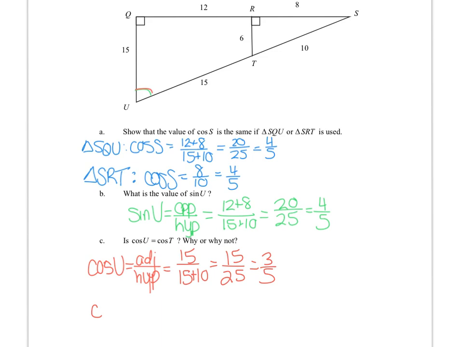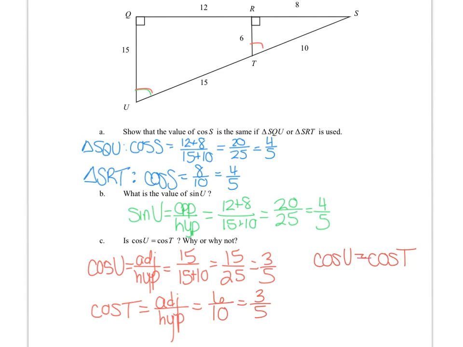Then we have cosine of T. Again, it's still adjacent over hypotenuse, but we're looking at this angle. So my adjacent is going to be 6, my hypotenuse is 10. So this is going to be 6 over 10, which again simplifies to 3/5. Therefore, we know cosine of U equals cosine of T because they both equal 3/5.